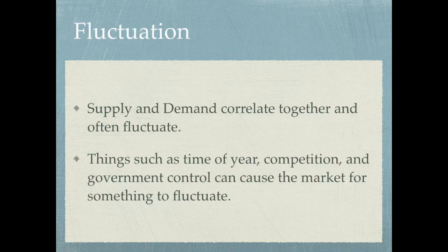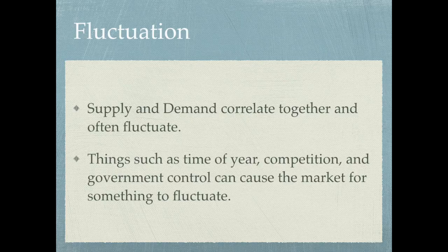Now, supply and demand fluctuate together and correspond to each other. Some of the things that can cause these to fluctuate are time of year, competition, government control, etc. An example of fluctuation related to time of year would be around the time of fall. The supply and demand of pumpkins increases as people prepare for Halloween.